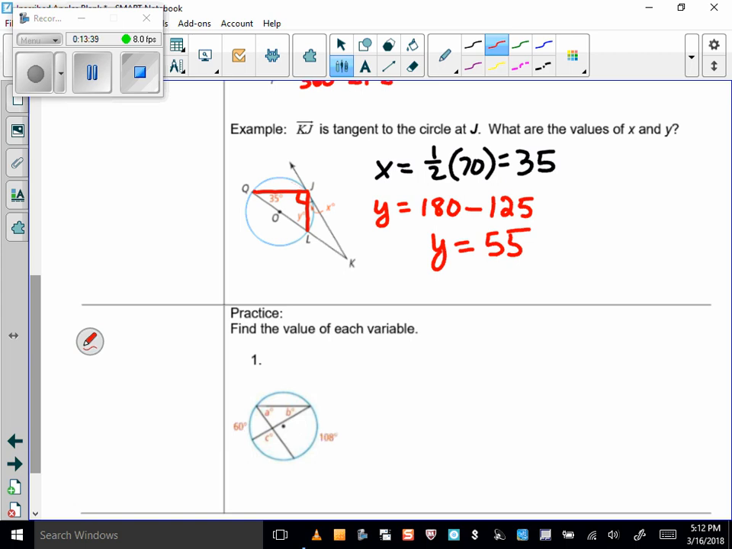Okay, so what you got left are about 6 practice problems. So as we always do, we're going to stop here and let you work those and come back and check your answers.